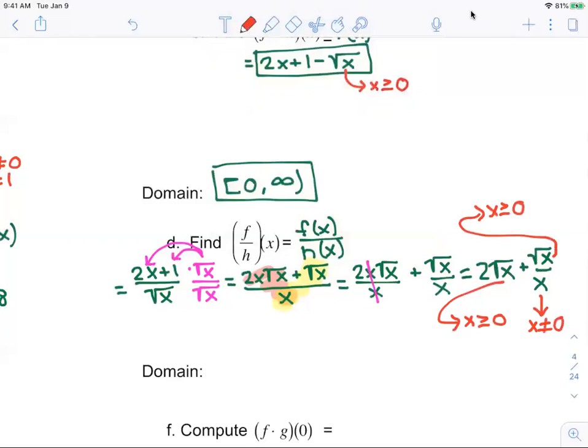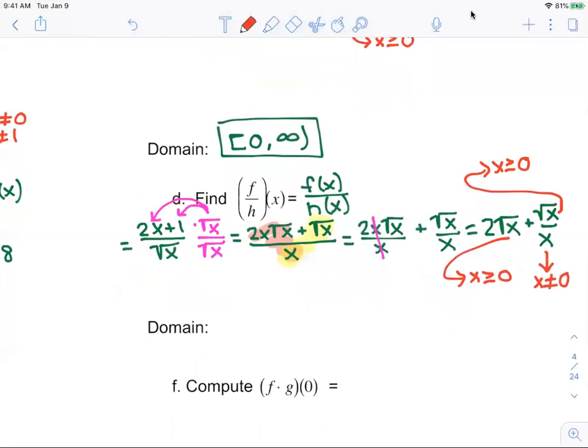So if you take that into account, the fact that x cannot equal 0 and x is greater than or equal to 0, then the intersection of those two would just be x is greater than 0. So the domain is x is greater than 0. And to write that in interval notation, we would say from 0 to infinity.